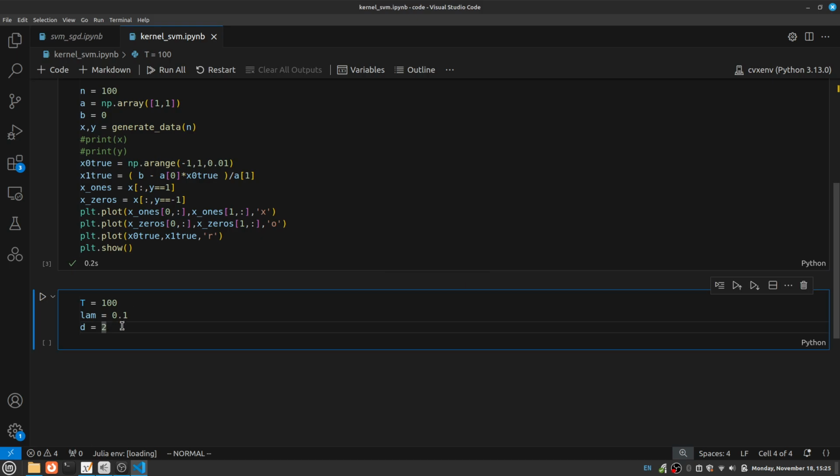So I'll try to implement an SGD. I'll try to implement the same algorithm for 100 time steps, T equal to 100. I'll choose lambda to be equal to 0.1.